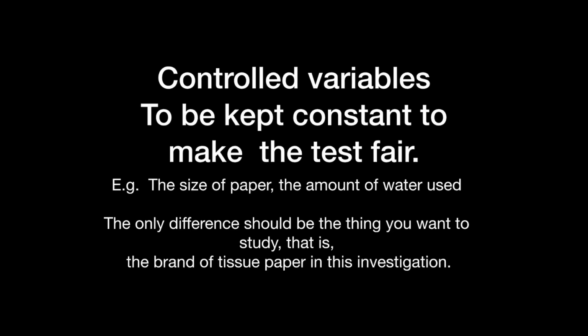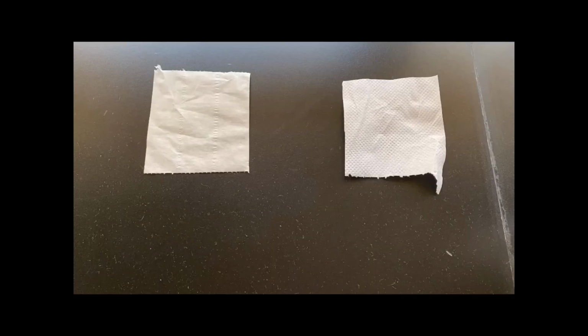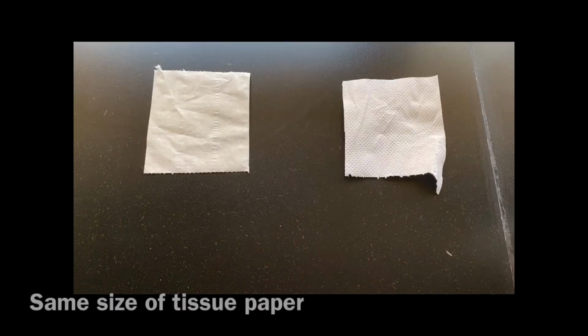And the only difference in your test should be the thing you really want to study, you really want to test for. In this case, you only want to compare the difference between the brand of tissue paper A and B. So for other variables, you should keep them constant. And here is the way you should do the experiment. First of all, the size of the tissue paper should be the same.